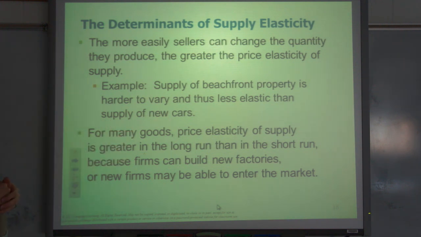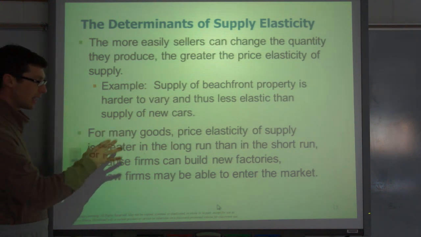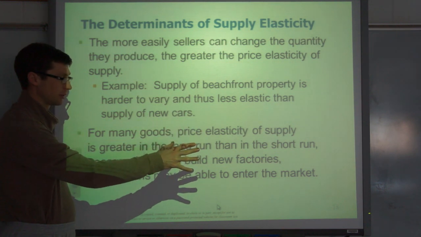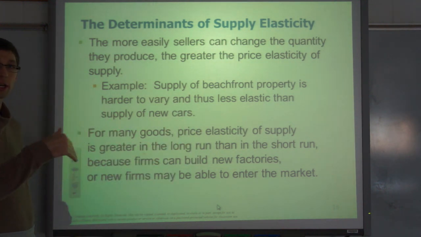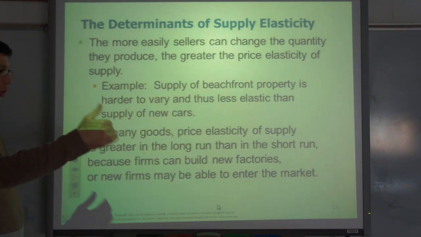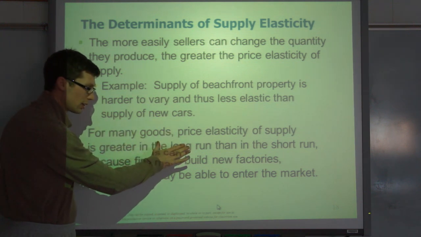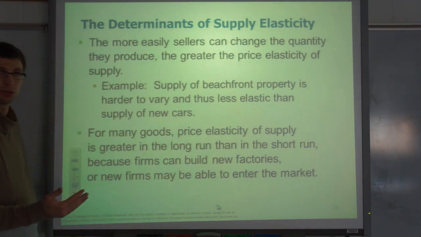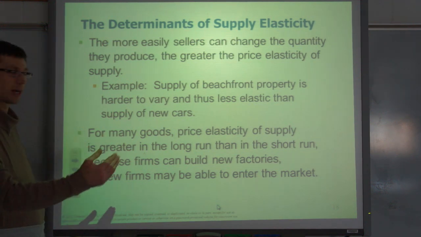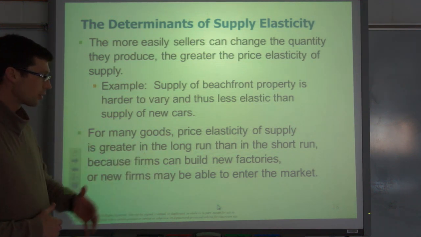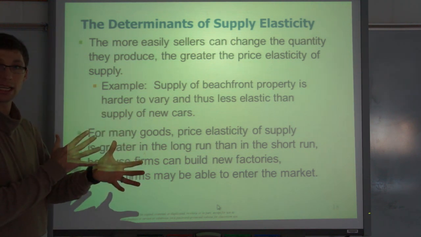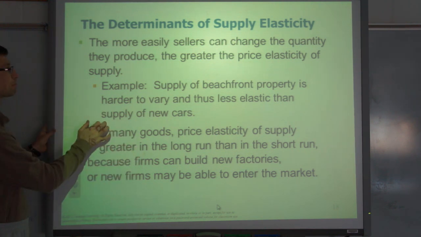So it says for many goods, price elasticity of supply is greater in the long run than in the short run. And that really applies to what I said earlier. If we're looking at a long run perspective, well then higher prices are going to translate into greater quantity supplied, because a long time gives people an opportunity to build new factories, expand their existing ones. New firms can get started in response to that price increase. So the greater the time, the more elastic the supply curve.